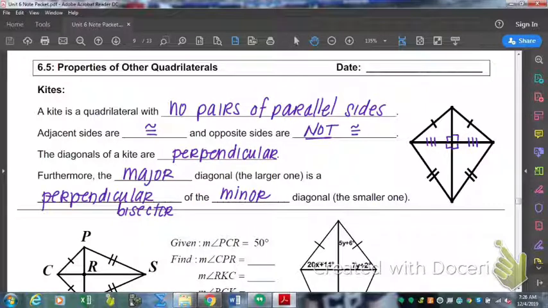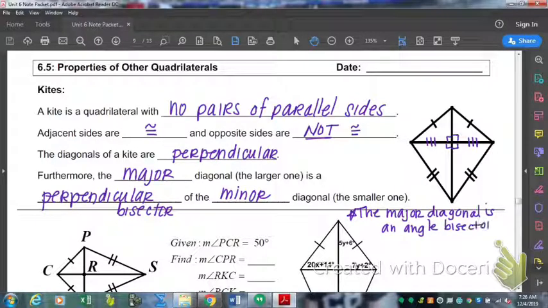Also, one more additional little nugget of information. The major diagonal is also an angle bisector. This actually goes back to talking about altitudes and medians. But the big one, this major one here, has some special properties, namely that it splits these two angles in half. So this is all fun stuff we need to know about a kite.